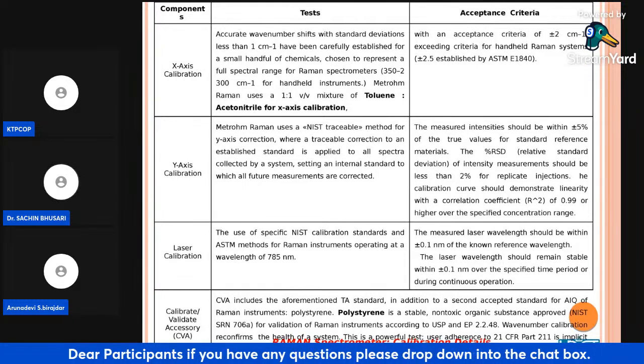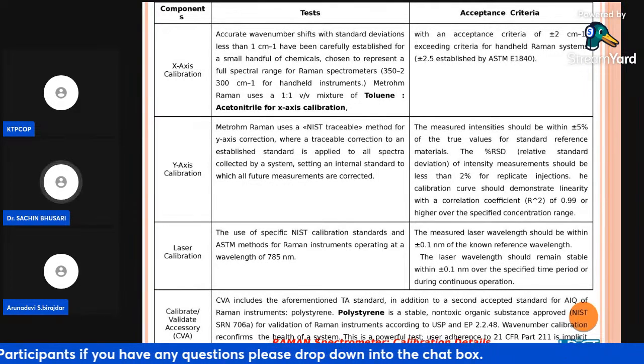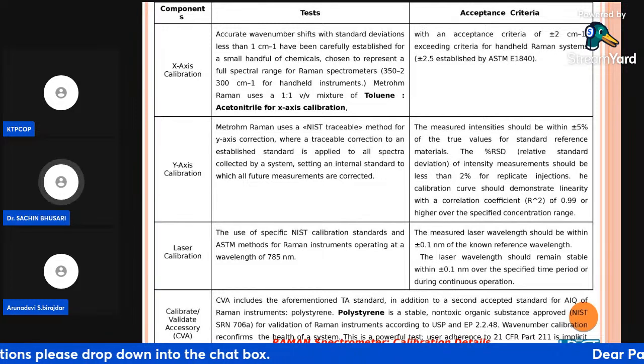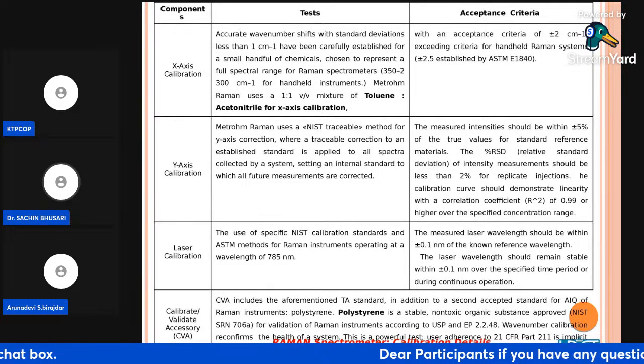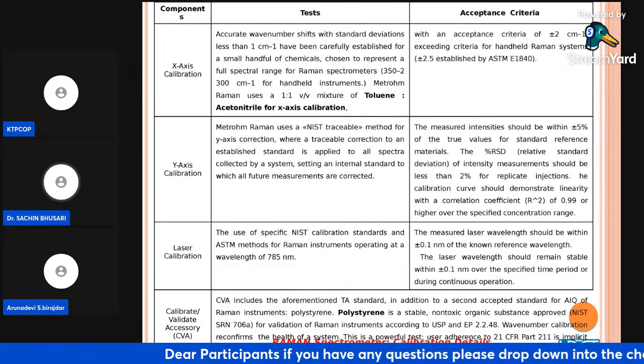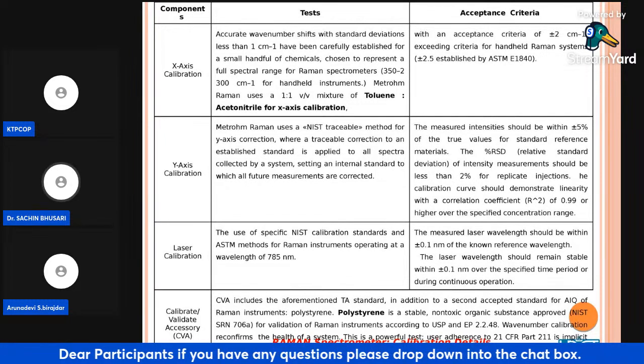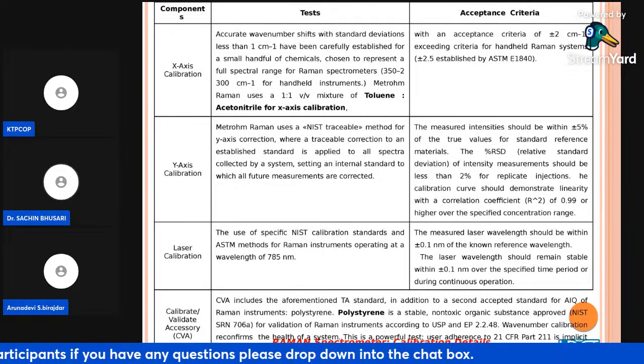So you can see for ASTM standard, the acceptance criteria is slightly loose as compared to regular criteria. For y-axis calibration, again, for Metrohm Raman, you can use NIST traceable standards. Laser calibration, you can do it if you are operating at 785 nanometer. Beyond that, you don't need any calibration standards.